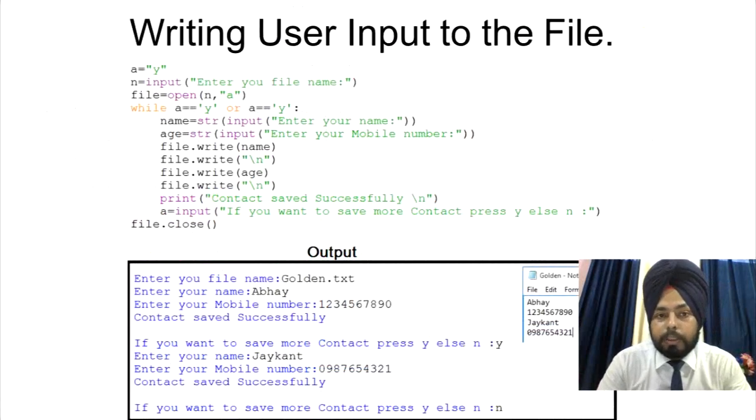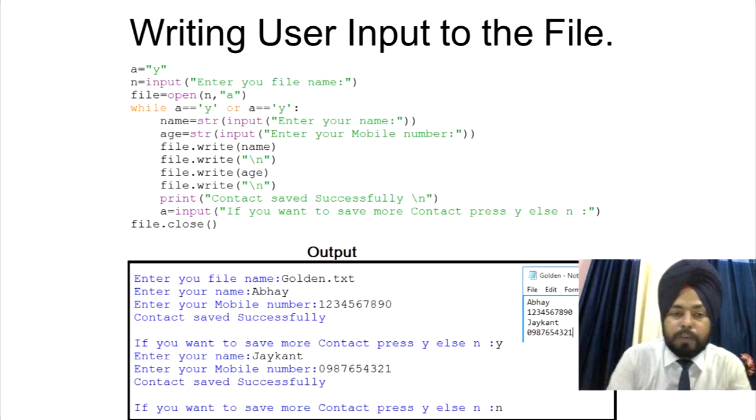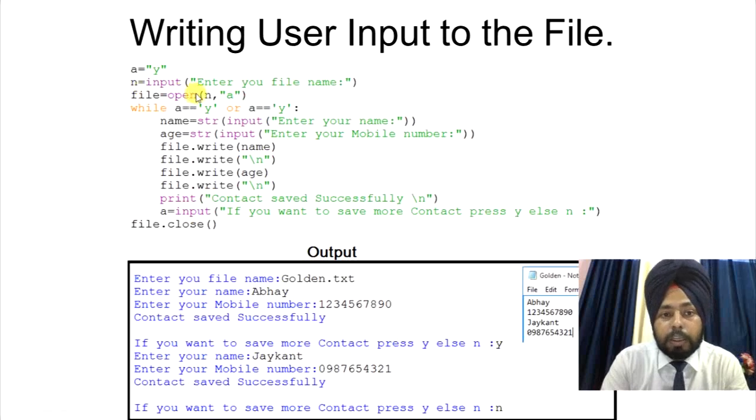Next topic is writing user input to the file. In this program, the file will be appended, but here the file is used like a phone dictionary. Like, how can we save our contacts to the text file? Here, the user will enter the name of the file. Then the file will be opened. Then while a equals y, or capital Y or small letter y, the program will not stop.